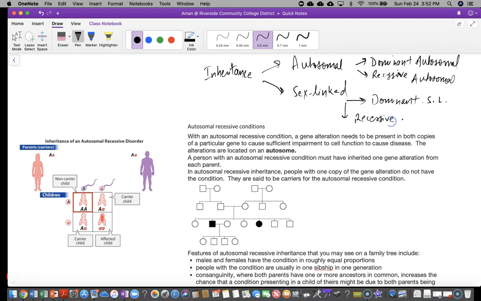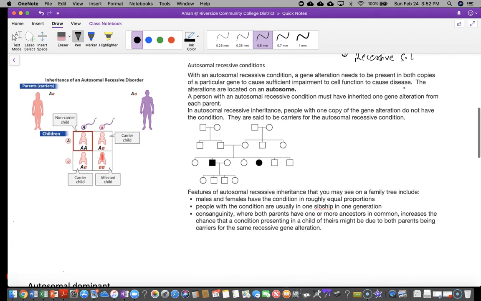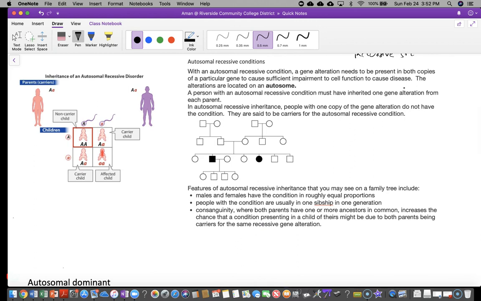We're going to focus a lot more on recessive sex-linked inheritance and dominant and recessive autosomal inheritance. Okay, all right, guys. So now let's see what we mean by each one. The first one that we're going to talk about is the autosomal recessive disorder. What is this supposed to mean, first of all?